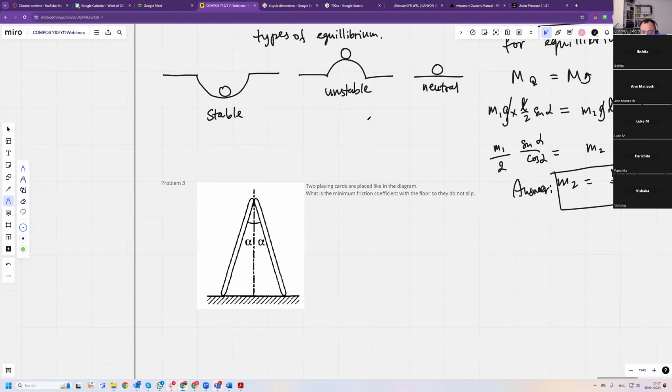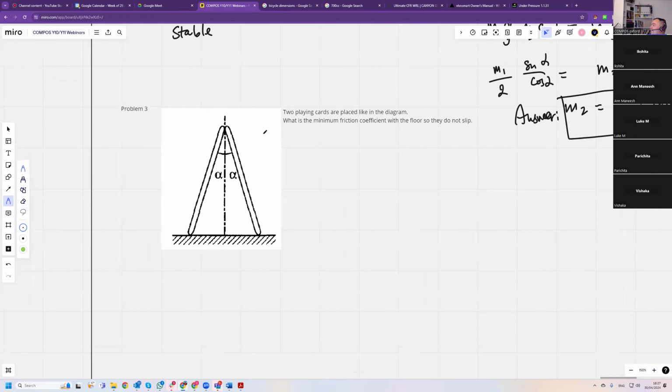Okay, moving on. Two playing cards. If you ever built anything with playing cards, you know that it's a hassle. Two playing cards placed like this. What's the minimum friction coefficient so they do not slip? It's an interesting one. There has to be friction with the floor, right? Because if there's no friction with the floor, they would go like this. And you might have experienced this if you ever played with cards. So friction is the thing that keeps them together.